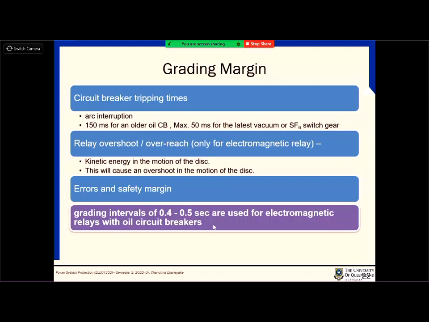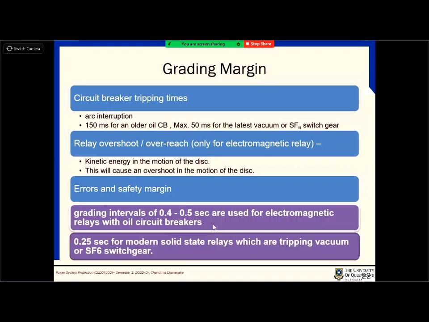If you have oil circuit breakers, you need to put a large gap or time gap between those two relays. But if you go with numerical relays, you can see 0.25, 250 milliseconds is enough, right? Half of the mechanical relays. Those are the big advantages of these numerical relays.